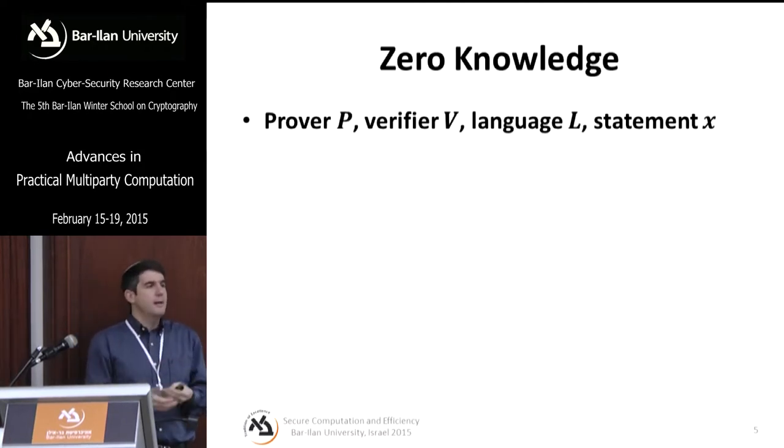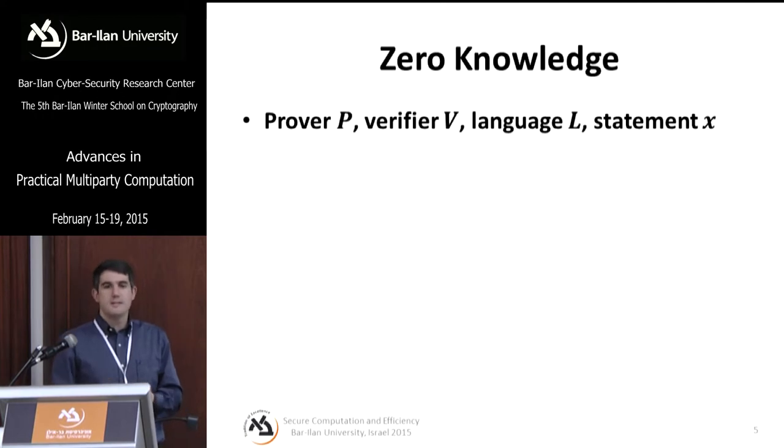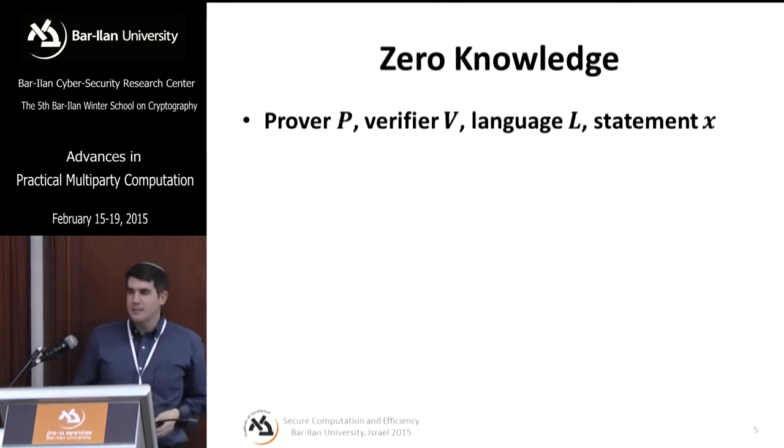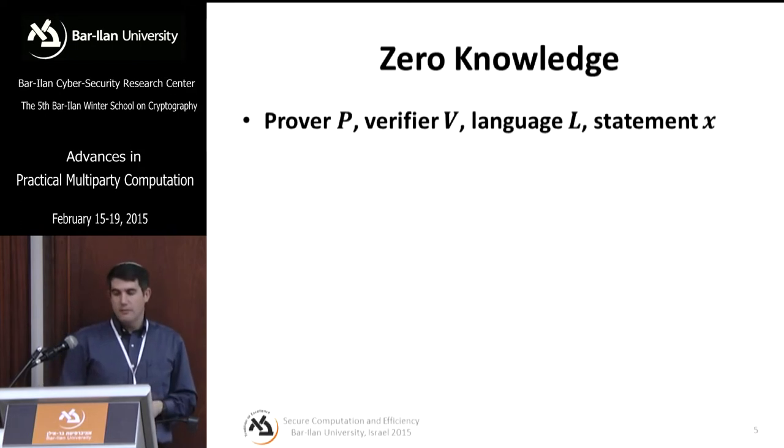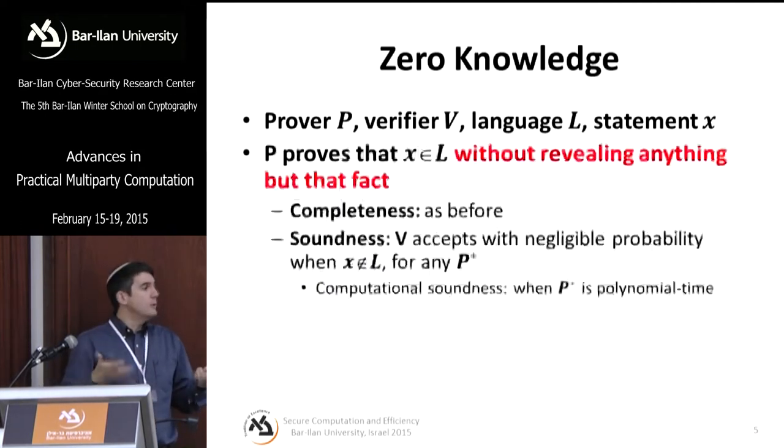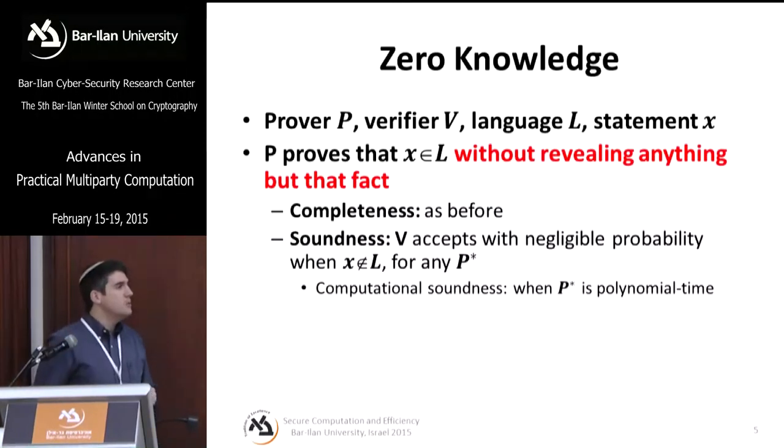We'll see examples later on of things you could prove. For now, just think about something which is easily verifiable. So this is an encryption of this plaintext if you had the secret witness, which is the NP witness. Now P is going to prove that X is indeed in the language without revealing anything but that fact.